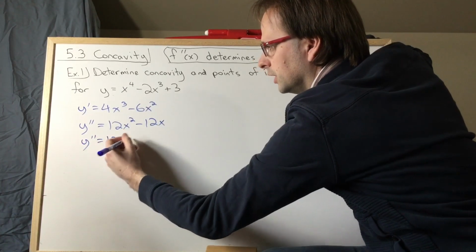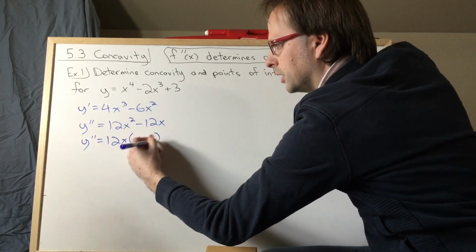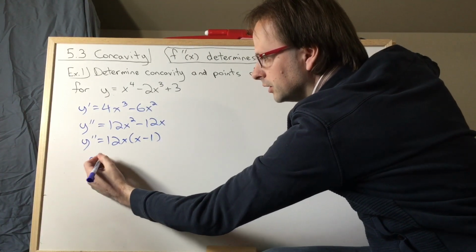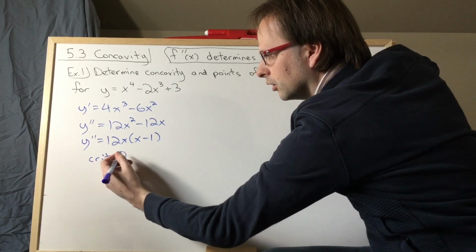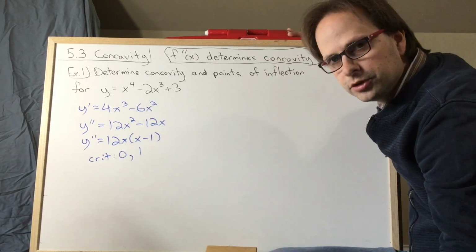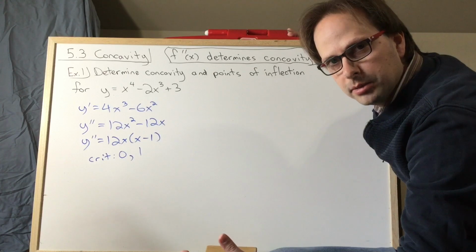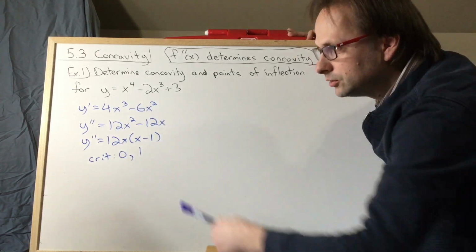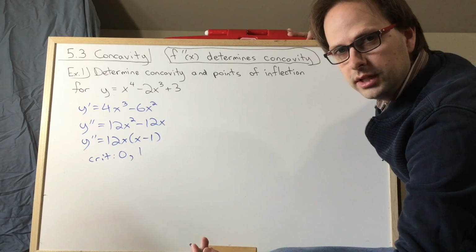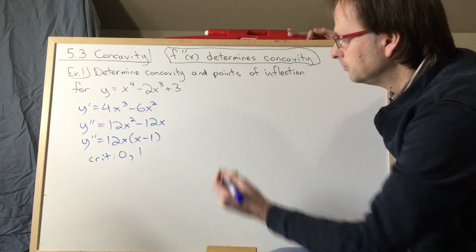Common factor of 12x, then we're left with x minus 1. Critical values for the second derivative are 0 and 1. Just like on the first derivative, that wouldn't have been enough to establish a max or min. Here, it's not enough to establish points of inflection. To do that, we need to actually test on a number line.